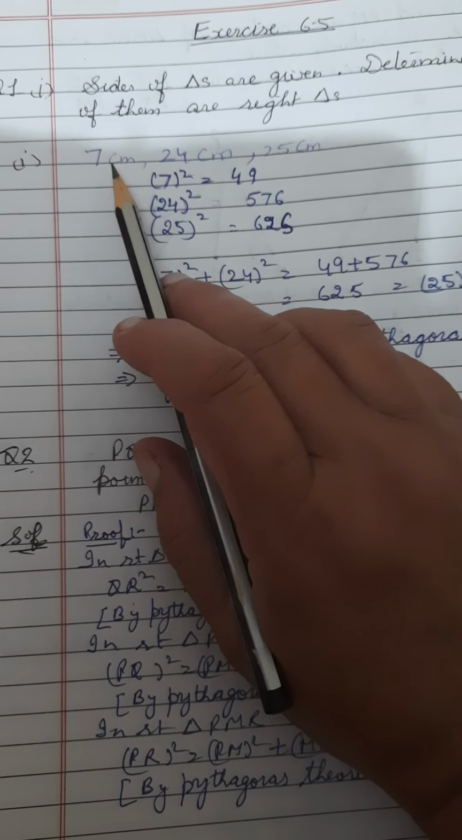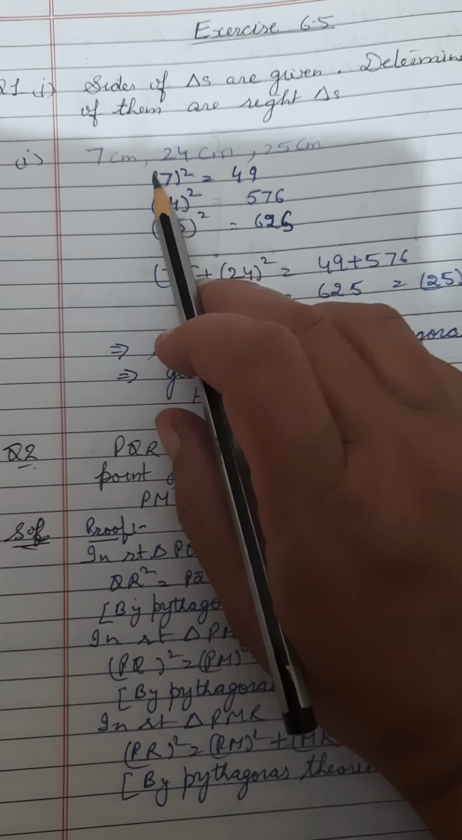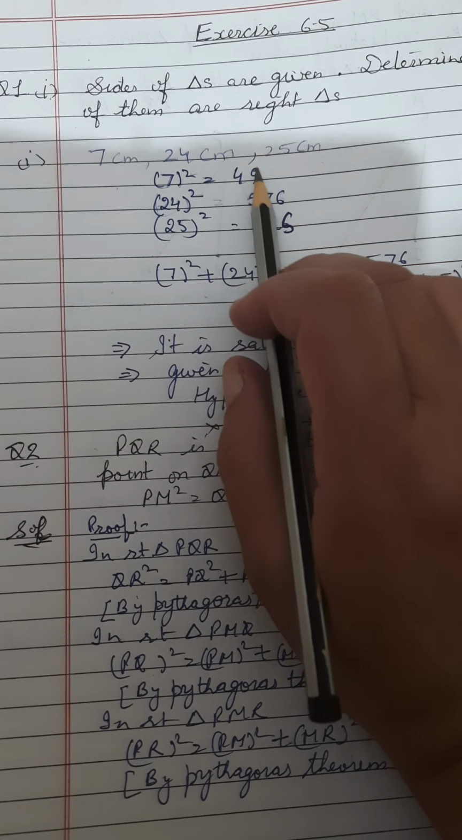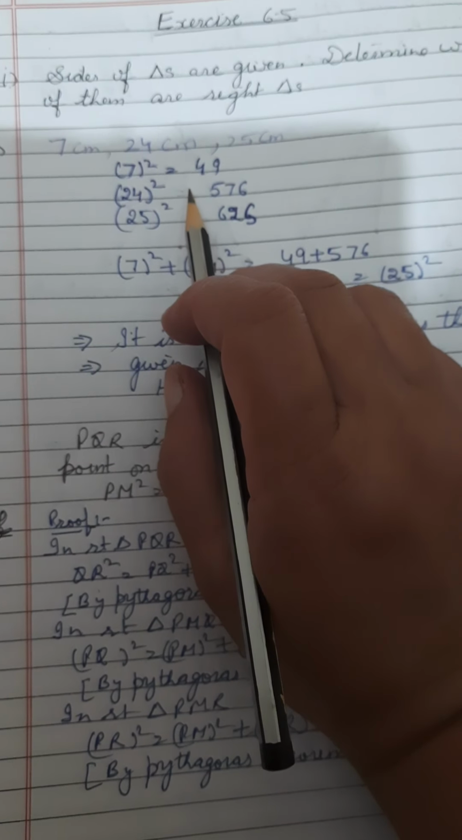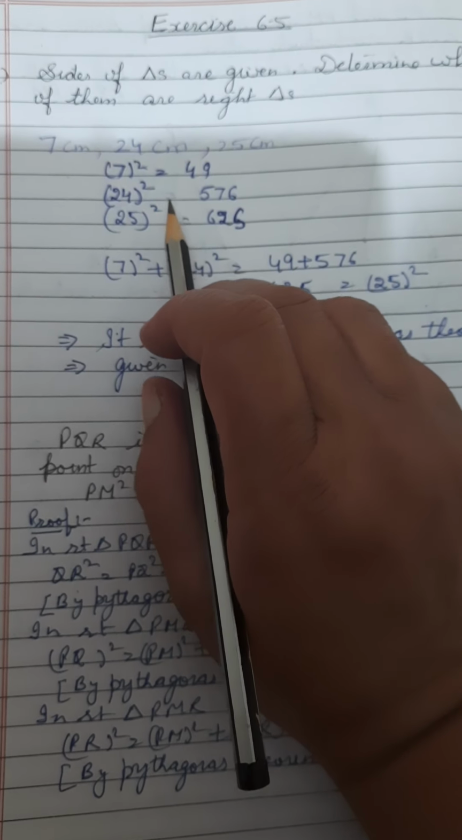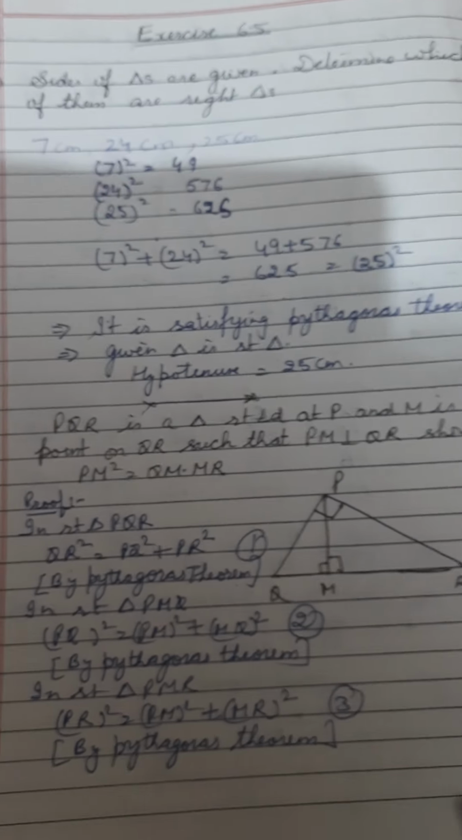If the sum of the squares of the smaller ones is equal to the square of the larger one, then we can say that these satisfy the Pythagoras theorem, because the hypotenuse is the largest side in a right angled triangle.